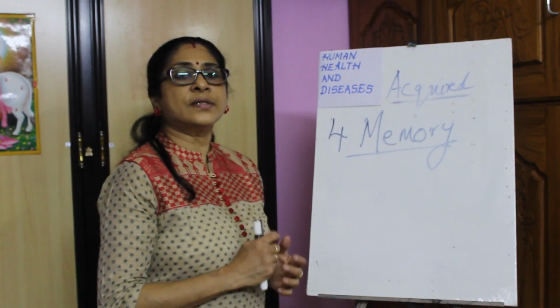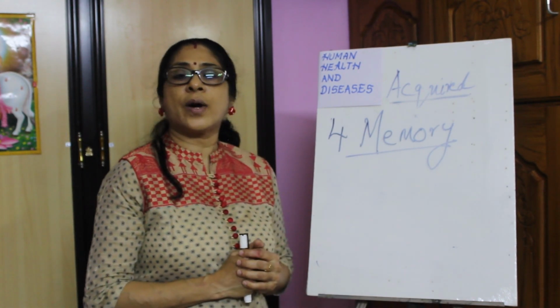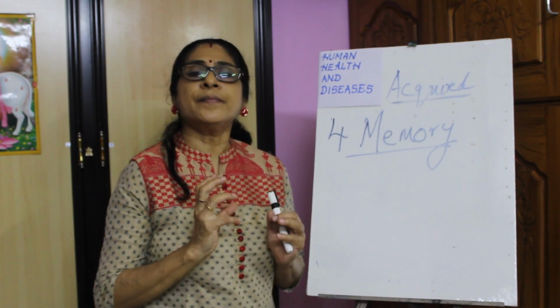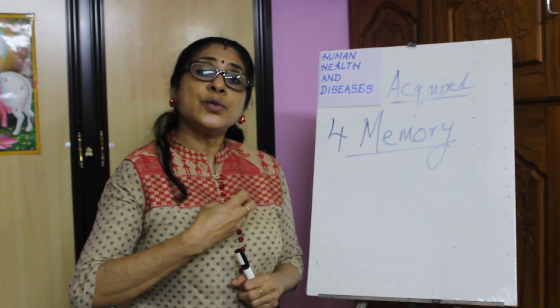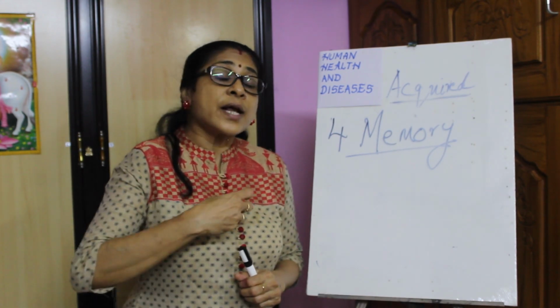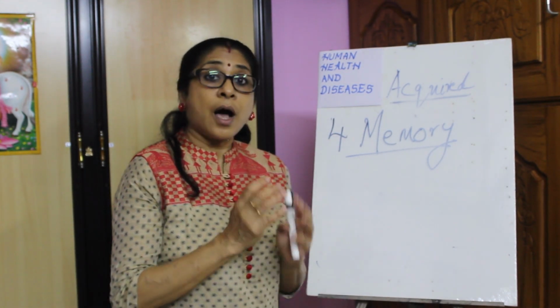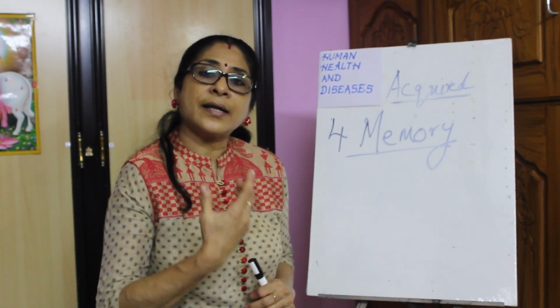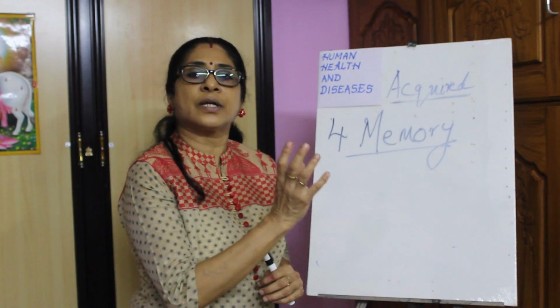The fourth concept of our acquired immune system is memory. Now, what do you mean by memory? Memory is the unique ability of the immune system to recognize an antigen after a long period of time and to produce antibodies against that particular antigen.